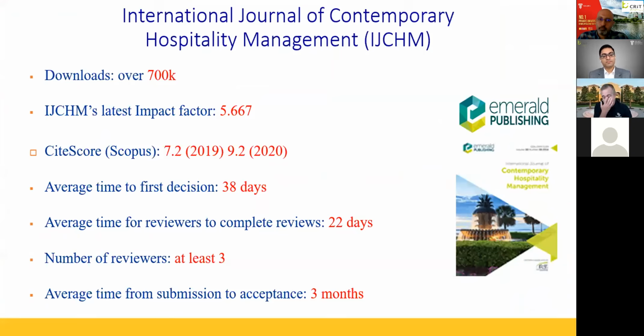We have 700,000 downloads. Our impact factor, as our moderator mentioned, is 5.667. I think next month or in July, we will have the next impact factor. I'm expecting around 7 this year, which should be higher than this. Our CiteScore is 7.2, which looks good. We are very fast. In 6 weeks, we come back. Our desk rejections are about 30 to 40%.